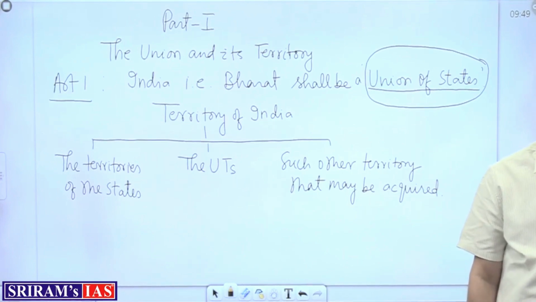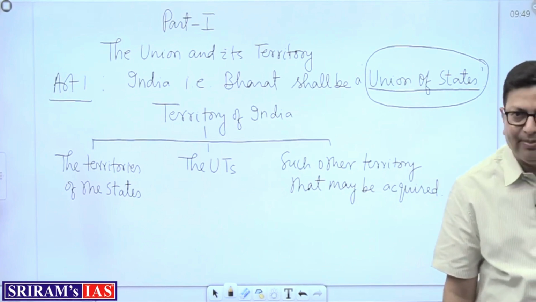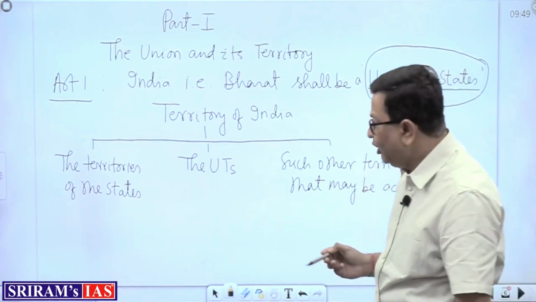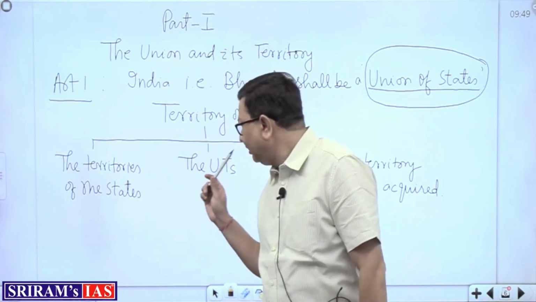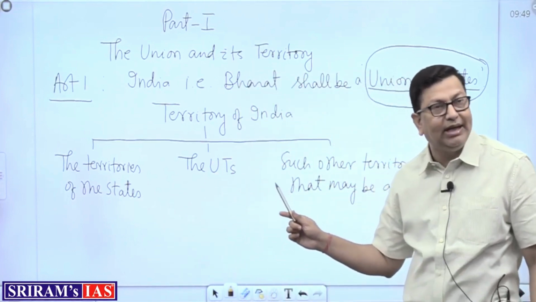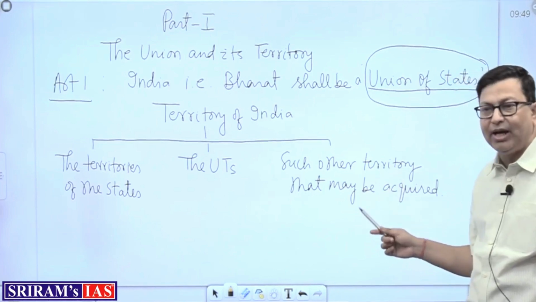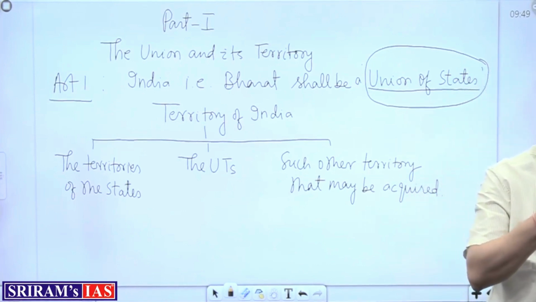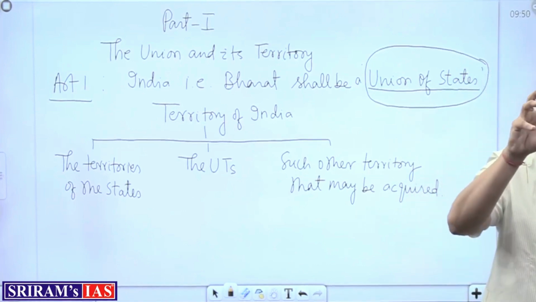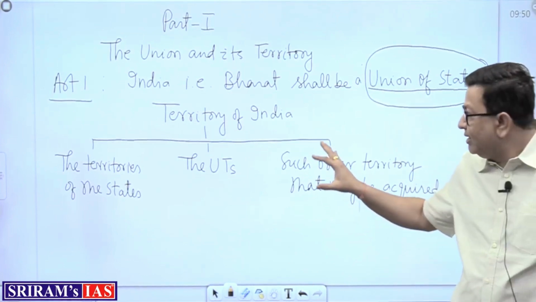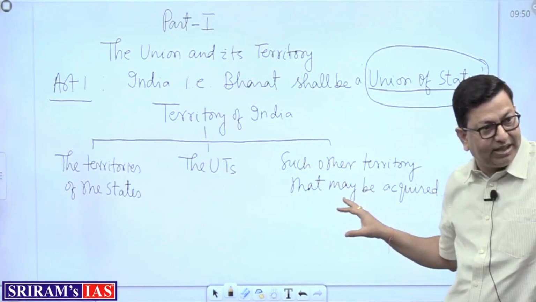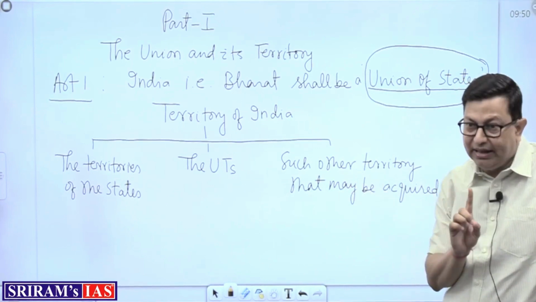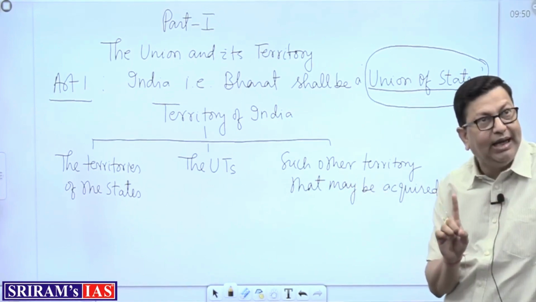So, from the prelims point of view, such questions can be there. And when we say territory of India, in the map of India you will find the territories of the states, the territories of the union territories, and such other territory that may be acquired. For example, India and Bangladesh had exchanged some enclaves. So we acquired, and that was put in the map of India. Done. So such questions can be asked in the prelims examination from article number 1. No question outside it will be asked from article number 1. This is the understanding that you need to have.